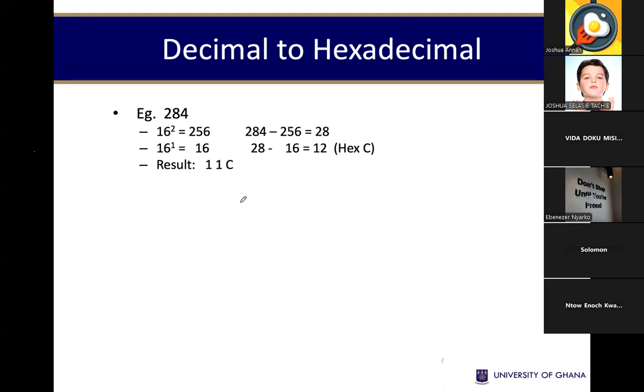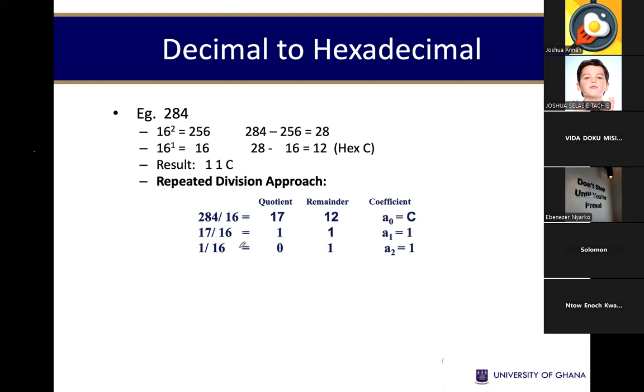What we are going to do is simple. We're going to do it in that sequential order. 16 to the power 2 was there. So 16 to the power 1. Then at the end, our remainder became a 12. So instead of putting that 12 here, we are now going to put it in the form of a C. So that's going to give us 1, 1, C. Work is done. Okay.